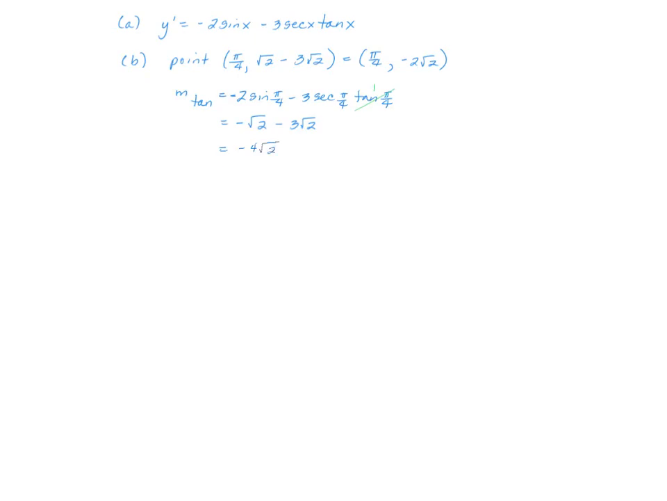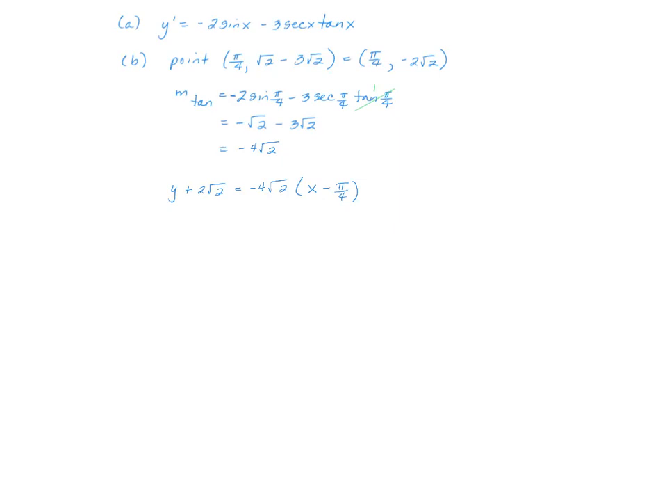So we have our slope, we have our point. The equation is y minus a negative 2 square root of 2, so that would be a plus 2 square root of 2, equal to the slope, which is negative 4 times the square root of 2. In parentheses, we have x minus, and the x is pi over 4.